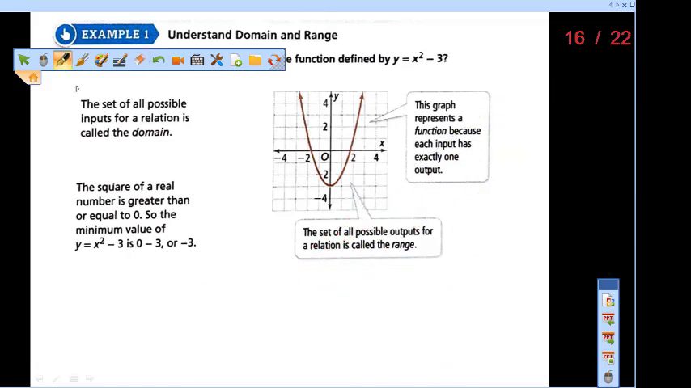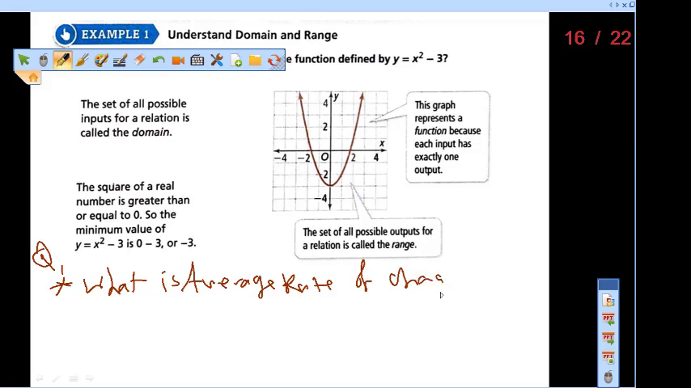Look at this one, guys. What is average rate of change? This is the question, guys. What is average rate of change? It is the rate of change of a function f of x over an interval in x's.